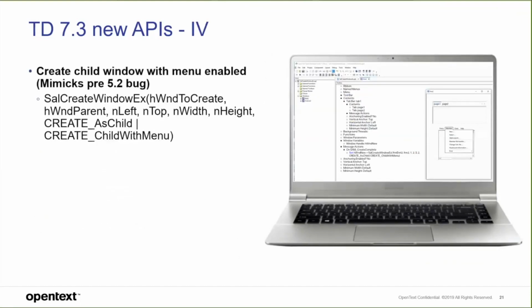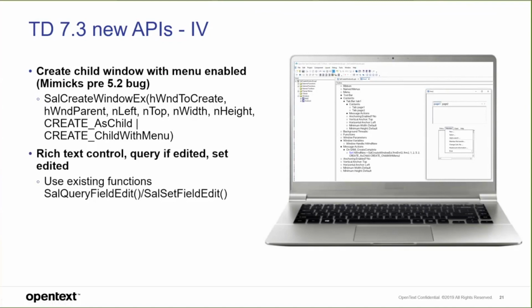Now this is an interesting one. Customers have requested that one. You can now create a child window with menu enabled. This actually mimics a pre-5.2 bug. And you see that in the screenshot on the right here is where you have an application window which has a sub area, which actually is a window which has a menu bar. Not that that matches Windows UI guidelines, but users or application developers wanted that. So we've added that.